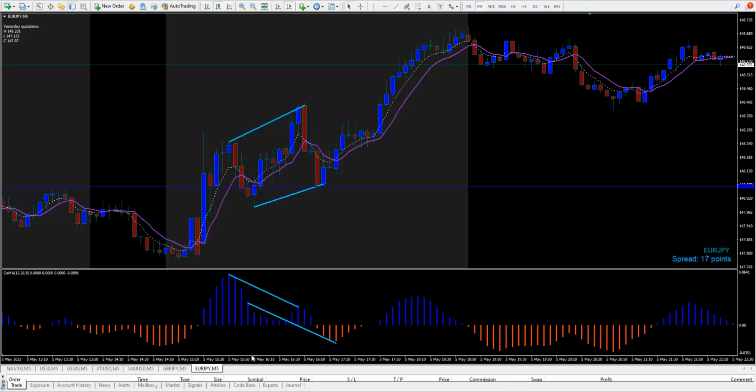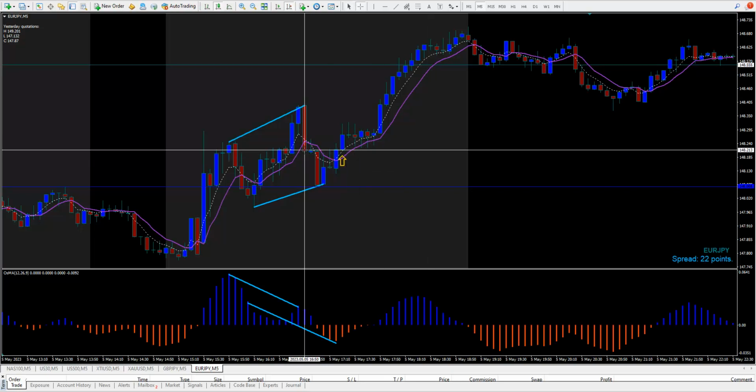That's it. This one going down, this one going up. Entry would have been right there. Right on the opening of this candle right here, you would have got long, and up it goes. Your stop would have been 15 points or so.